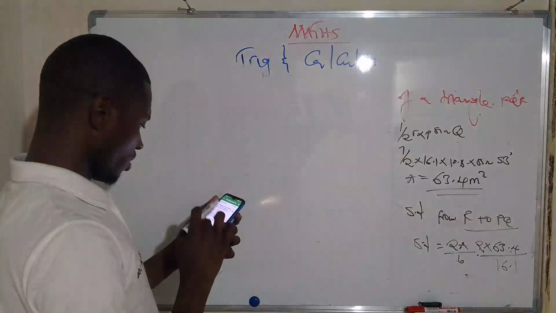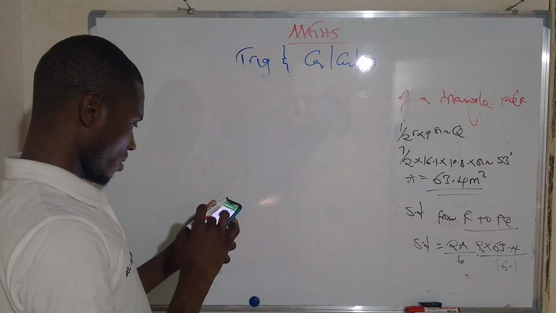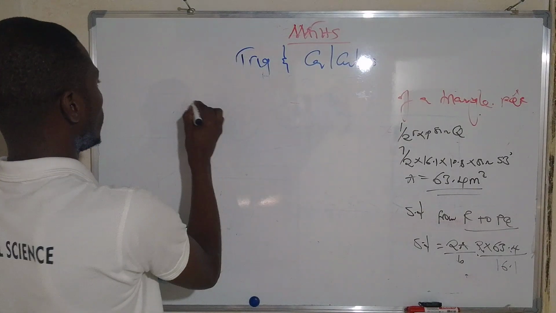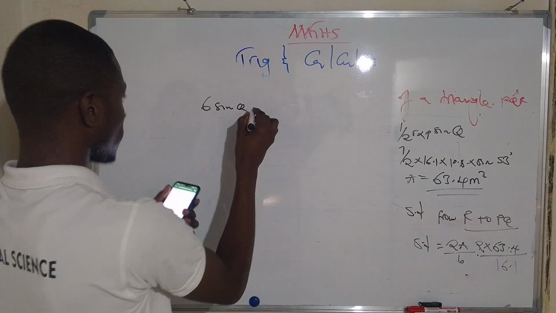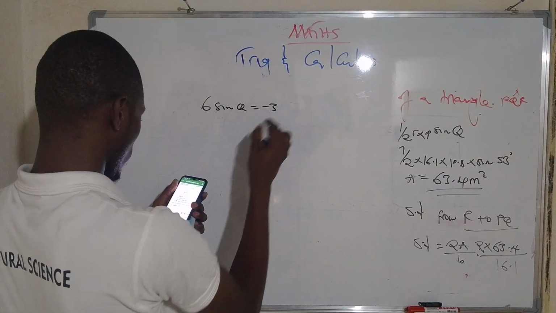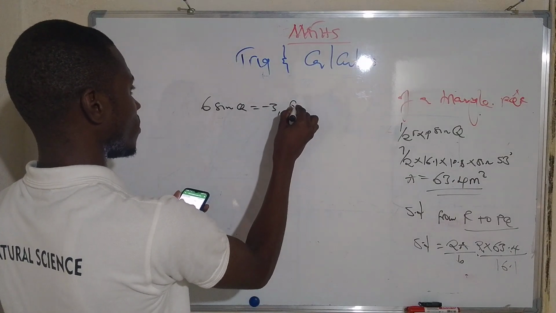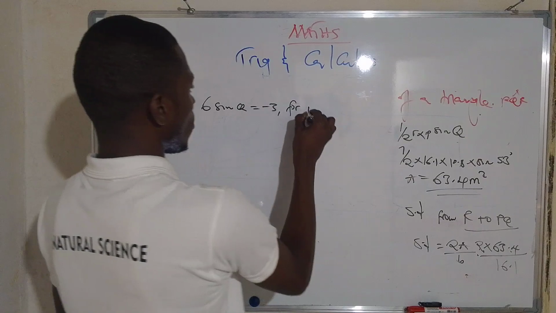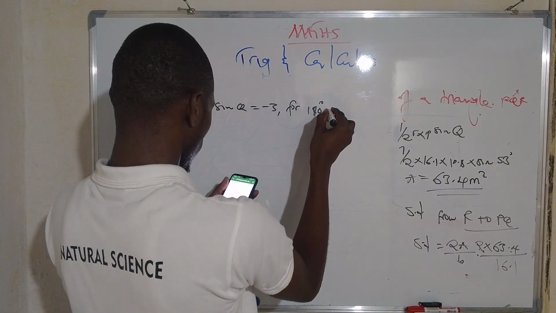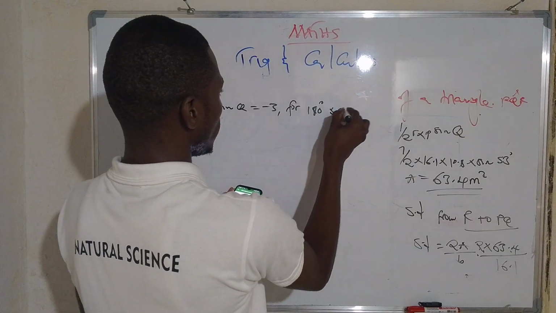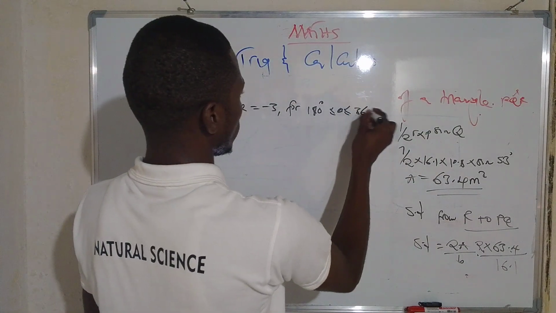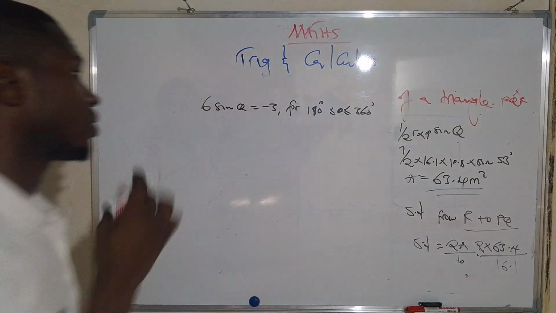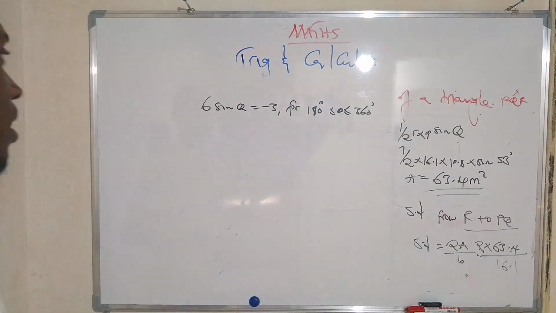So solve the equation. 6 sine theta is equal to -3, for the range 180 degrees less than or equal to theta less than or equal to 360 degrees. Alright, so that's also 2 marks.